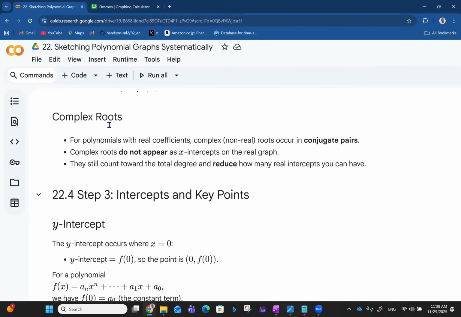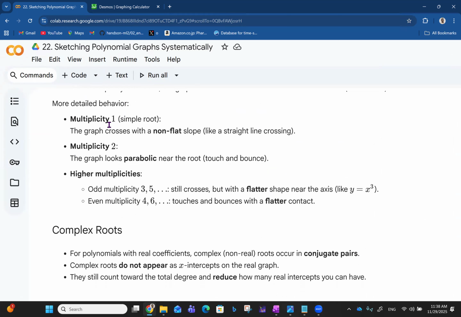Okay, so with that out of the way, let's talk about complex roots. For polynomials with real coefficients, complex or non-real roots occur in conjugate pairs. So complex roots do not appear as x-intercepts on the real graph. That's why in the last video we said that if a function is of degree n, you're going to get at most n complex roots, and real roots are a subset of complex roots.